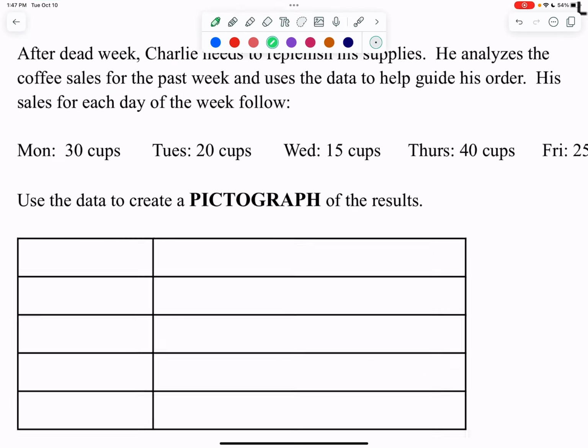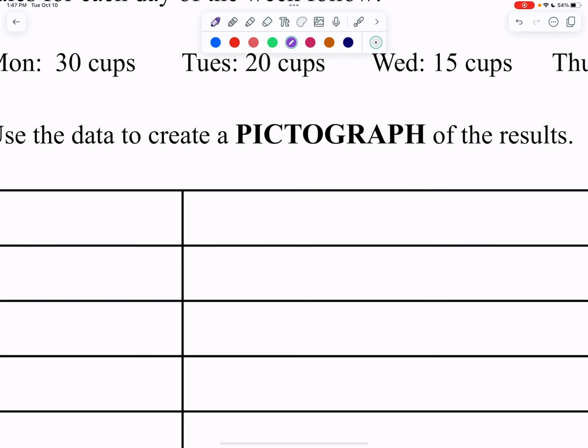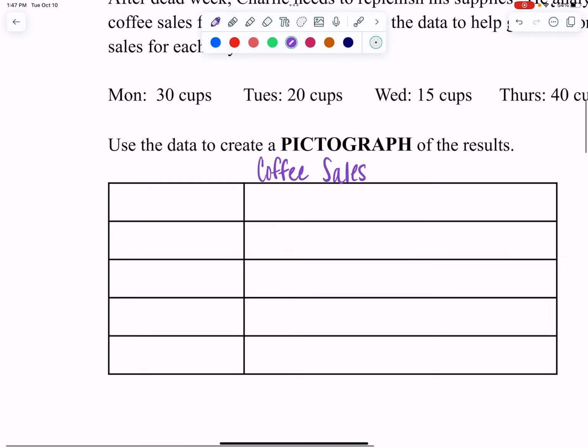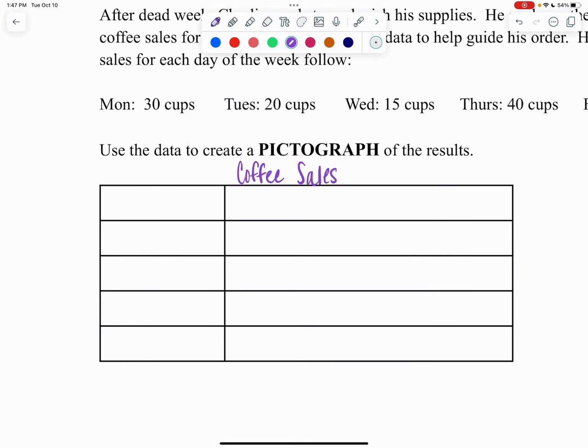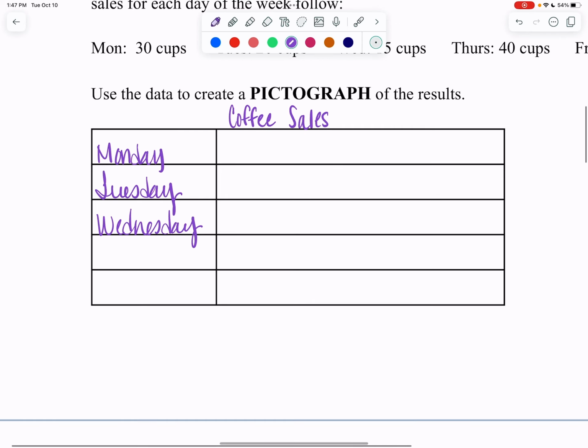So I'm going to start setting things up. We will call this coffee sales. I'm going to label my sections. So this would be Monday, Tuesday, Thursday, and Friday.